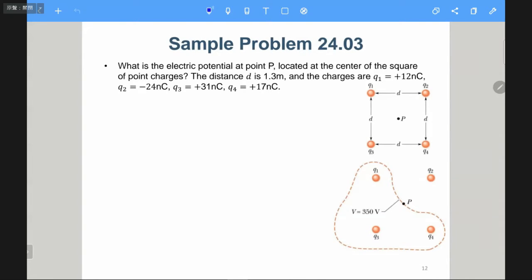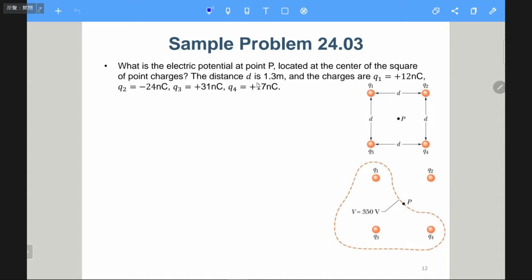Okay, here we'll take a look at another sample problem. It says the electric potential at P, located at the center of a square of point charges. The distance D is 1.3 centimeters. So this is a square shape, and we'd like to consider the electric potential at the center of this square.